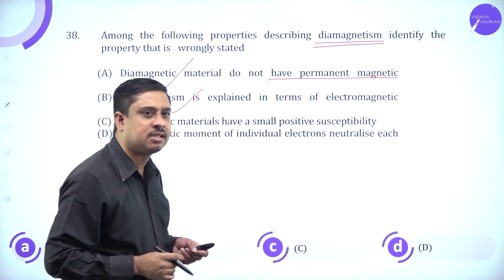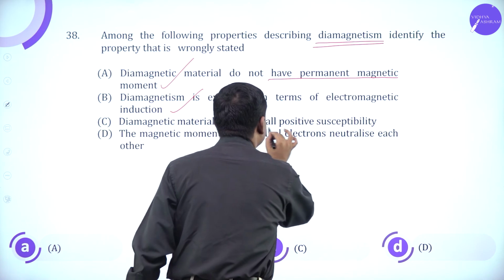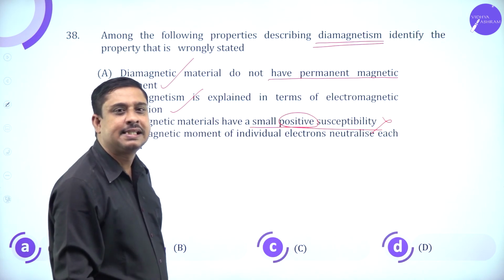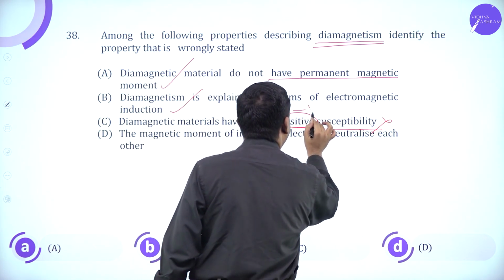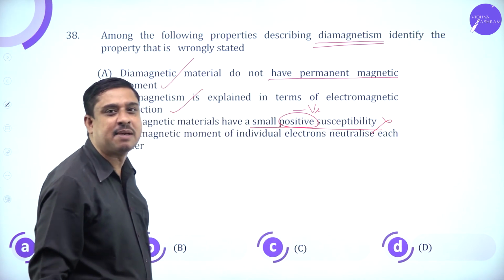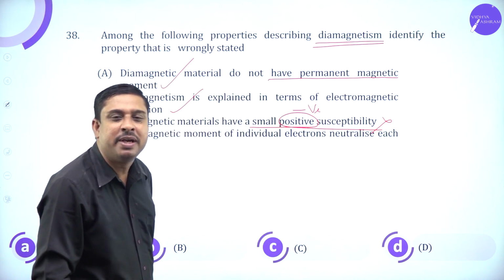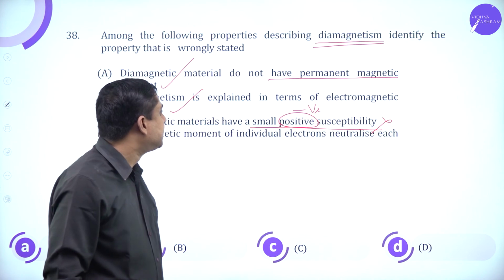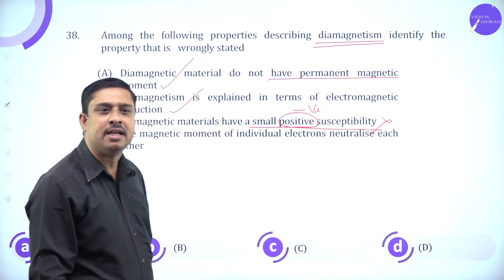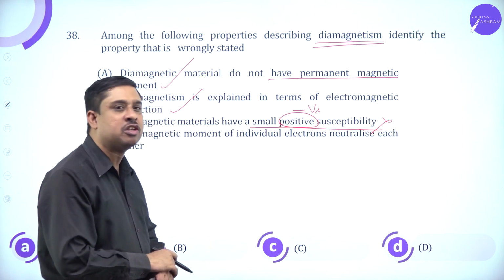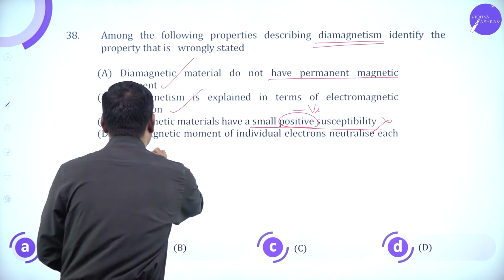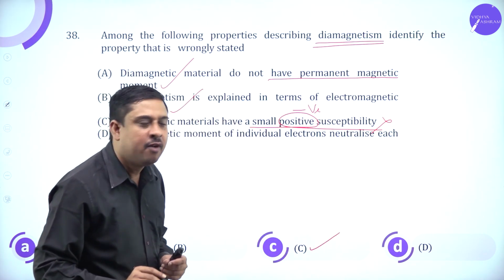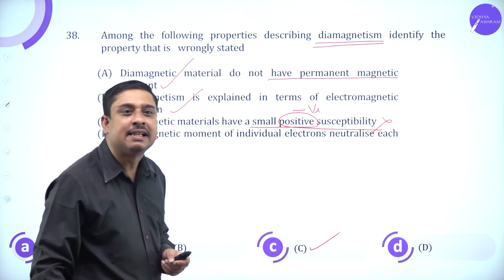Diamagnetic materials have small positive susceptibility. No, such materials always have negative susceptibility. Permeability is very much less than 1. Susceptibility is negative. Magnetic moments of individual electrons neutralize each other. True. So the answer which is wrong, which is not apt for a diamagnetic material, is the third one.